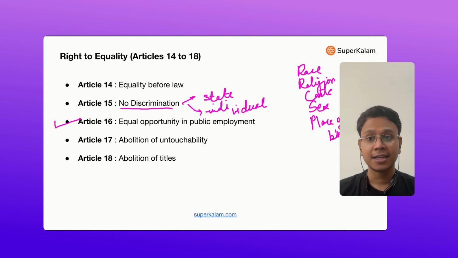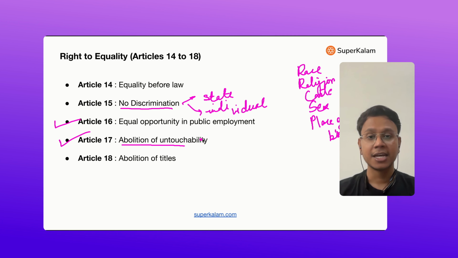That means everyone is equally available, and they can go for public employment with an equal opportunity. There will be no discrimination. That is Article 16. Article 17 is abolition of untouchability.